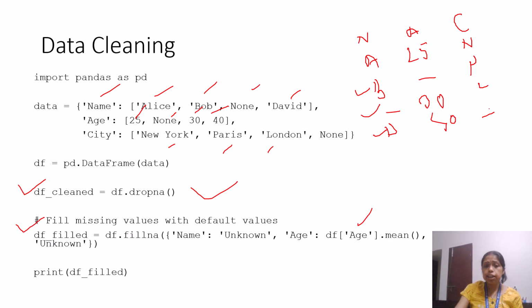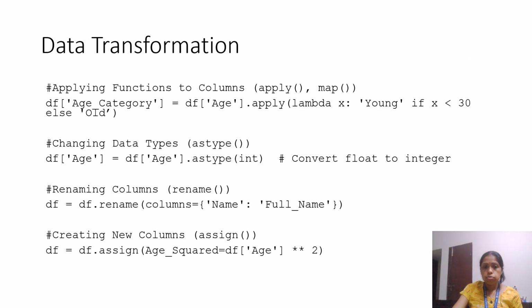In a similar way, under the city column also you can fill unknown. Here also you can fill unknown. So in this way you can do the data cleaning process. Now I come to data transformation.